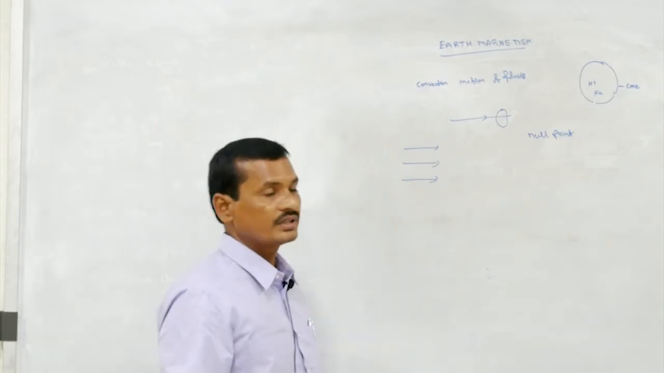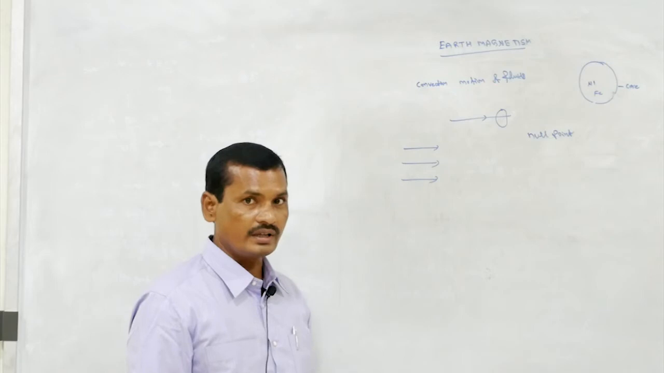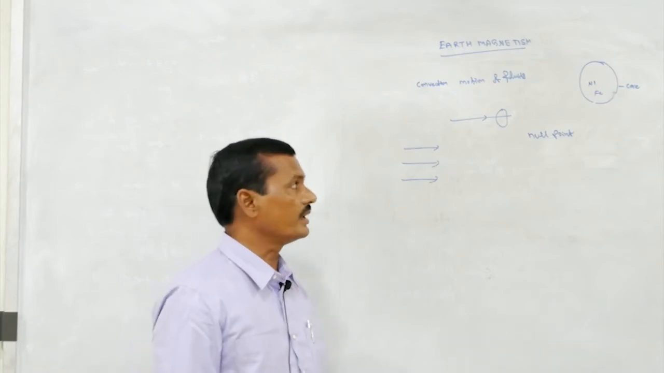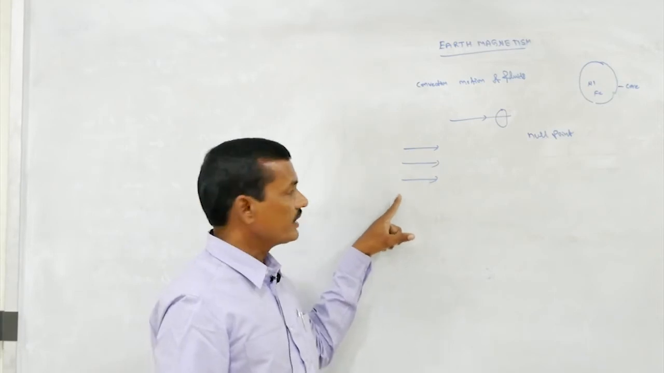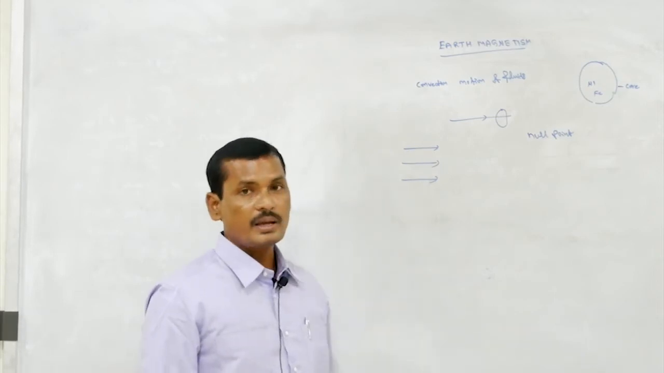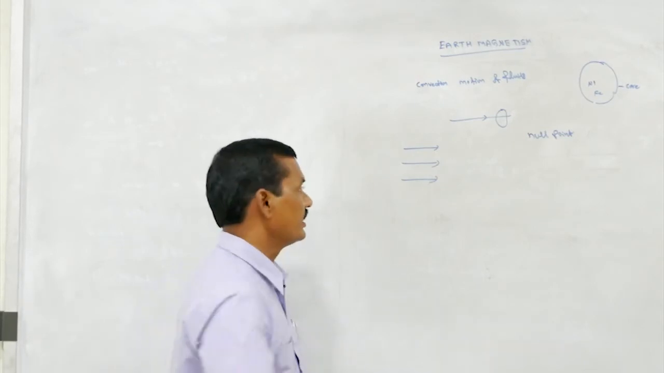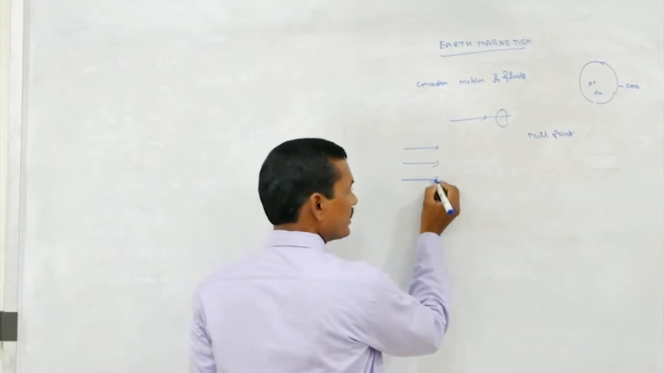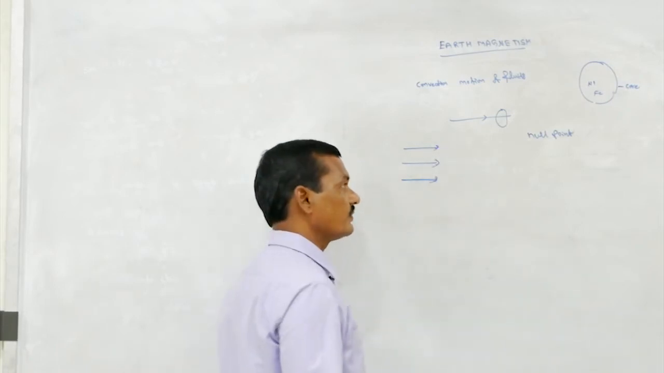Null point means some of the points where there is no deflection. Why? What happens at null points? For example, this is a null point. Here we have placed an external bar magnet. Therefore, the external bar magnet gives magnetic field lines.